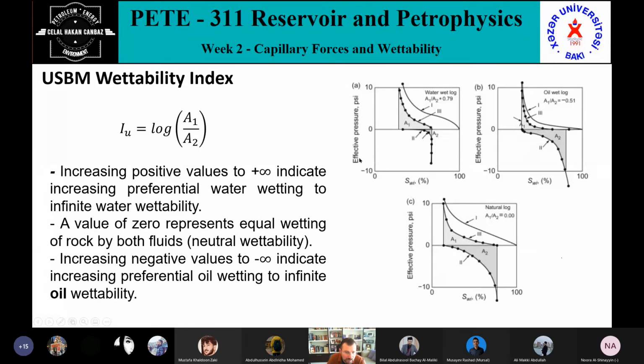A value of 0 represents the equal wetting of rock by fluids. It's called natural wettability. The increasing negative values to minus infinity indicate increasing preferential oil wetting to infinite oil wettability. So when it's going to minus, it is oil wet; when it's going to plus, we call it water wet. All right.